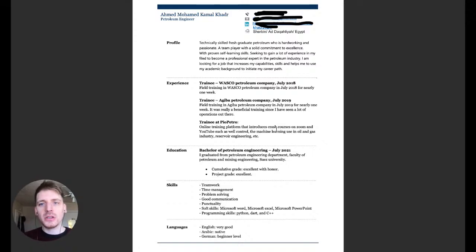We're essentially looking for 4 key factors. Try to do this exercise together with me. First thing, short. It has to be 1 page. There's no way that we're going to accept anything more than 1 page. The second thing is, is it clear? Can I understand immediately what kind of job you are qualified to do?